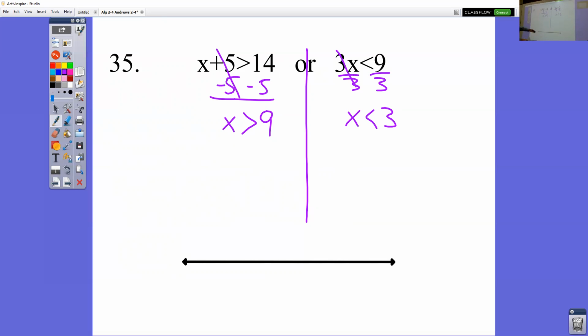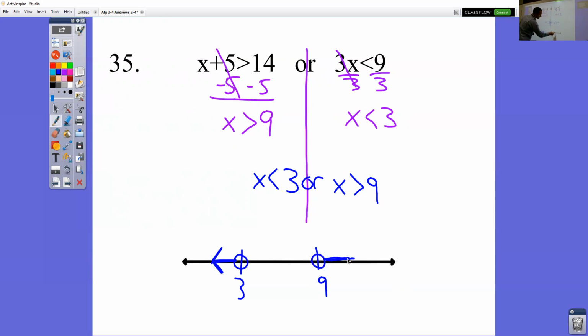Now, notice that our bigger number is towards the left and our smaller number is towards the right. We always want our smaller number to come first. So when I would go to write my final answer, I would write x is less than 3, or, notice that I'm just bringing down the or, x is greater than 9. So I'd have a 3, I'd have a 9, I'd have an open dot at the 3, arrow going out. I'd have an open dot at the 9, arrow going out. So remember, ands come together in the middle, ors go out.